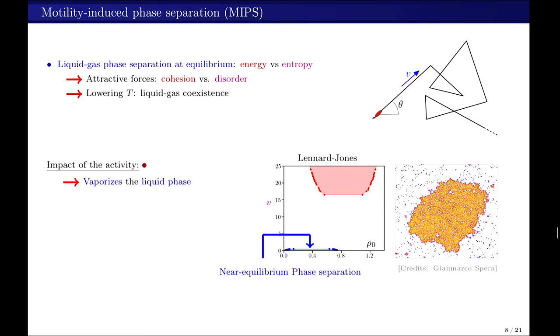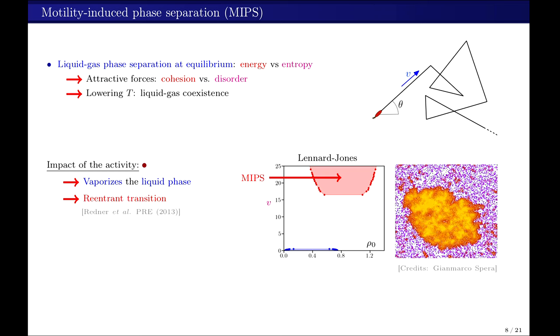So what happened can be put here on a phase diagram. On the y-axis, you have the self-propulsion speed. Here you have the density, and I have fixed the temperature of my particles. So first of all, here, that's the equilibrium regime, very low self-propulsion speeds. The first thing that you do if you increase your speed is that you vaporize the liquid phase. And then you end up into this reentrant transition, which is called motility-induced phase separation, and that's the one that we have seen in the movie.